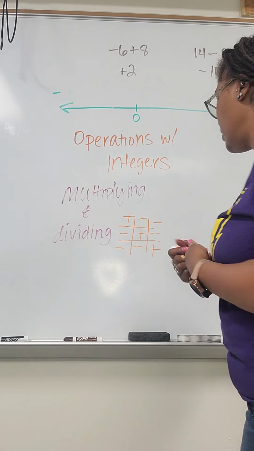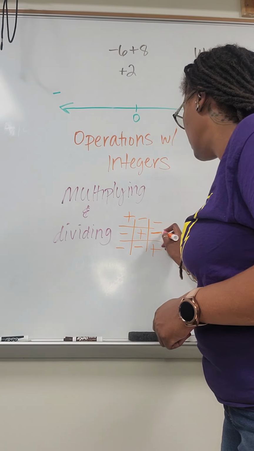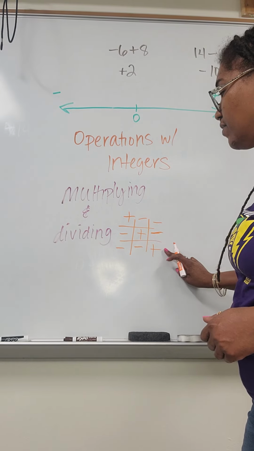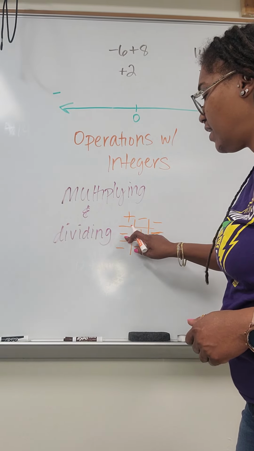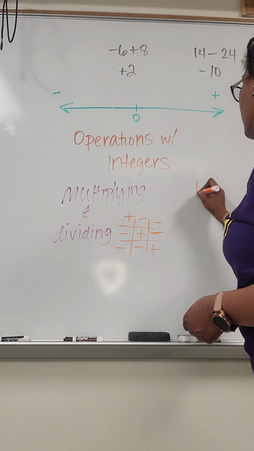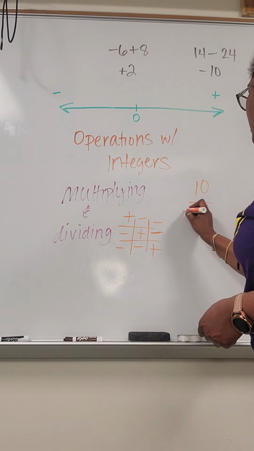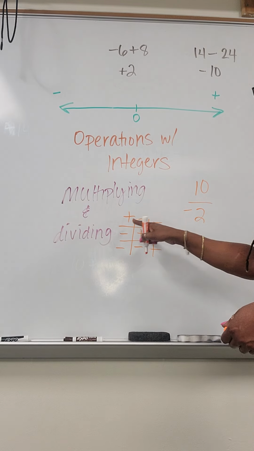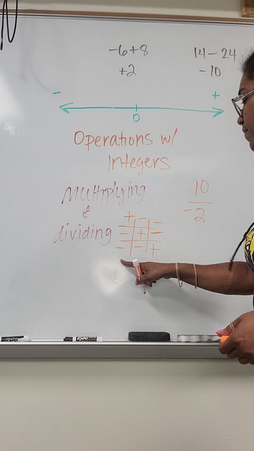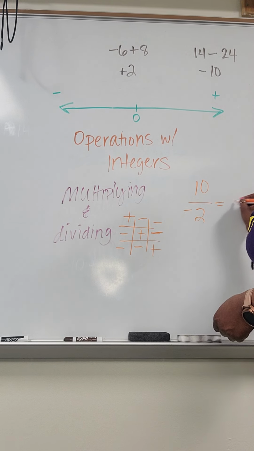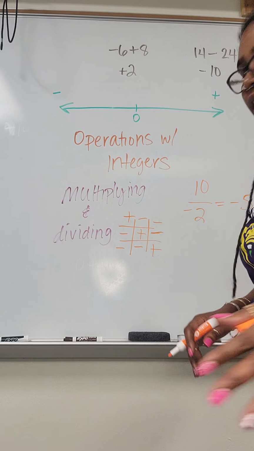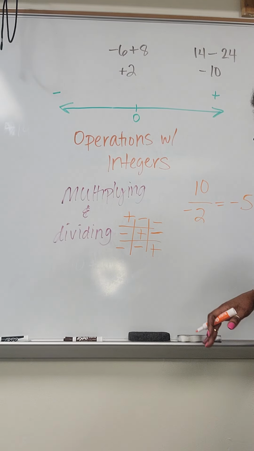So if you forget, if you're like, oh, wait, what is a negative divided by a negative? It's a positive. What's a positive divided by a negative? A negative. So what does that mean? That means if I have positive 10 and I'm dividing it by negative 2, a positive value divided by a negative value means my answer is going to be what? A negative 5, right?